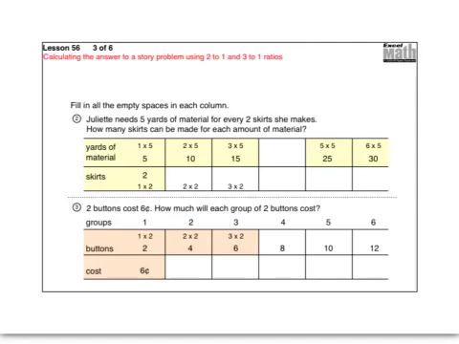All right, fill in the empty spaces in each column. Juliet needs 5 yards of material for every 2 skirts she makes. This doesn't involve money, but it's the exact same idea. How many skirts can be made for each amount of material? So if she needs 5 yards of material to make these 2 skirts, and she uses 10 yards of material, you see she's using twice as much material, so she should be able to make twice as many skirts. Twice as much material, twice as many skirts, which means 4, right? So 4 skirts is what she should be able to make.